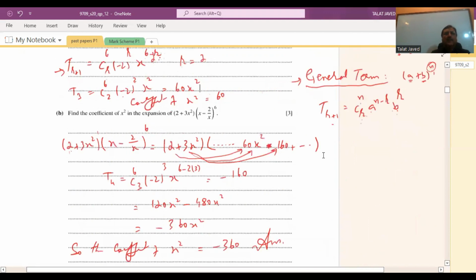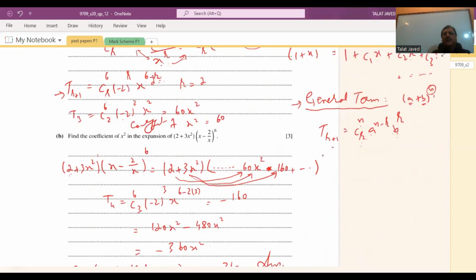And again, the second part is to find the coefficient of x squared in the expansion of these two binomials being multiplied. So it's (2 plus 3x squared) into (x minus 2 over x) raised to power 6.